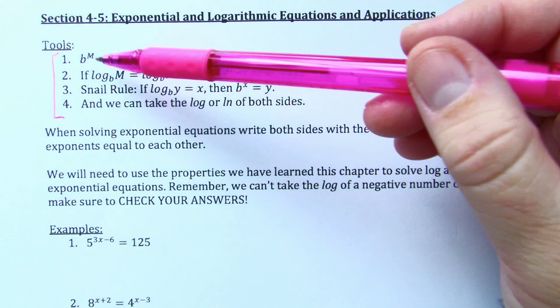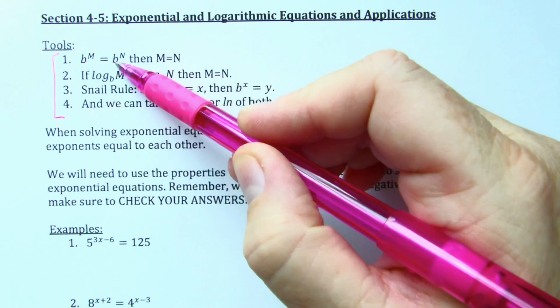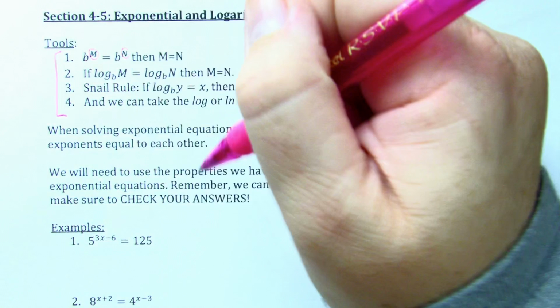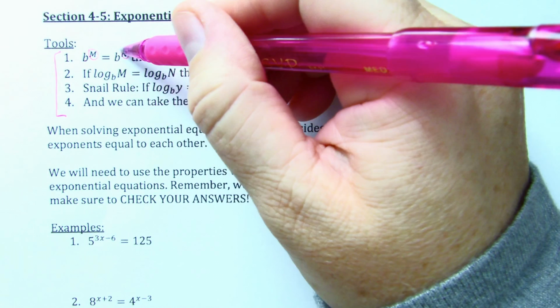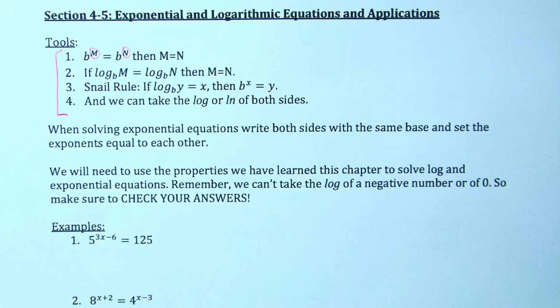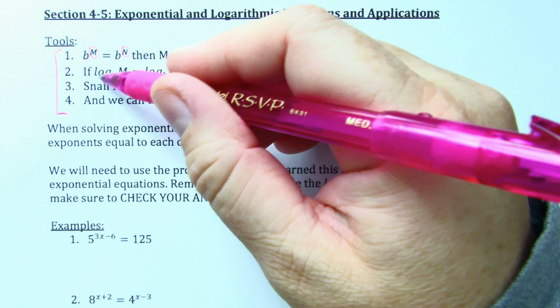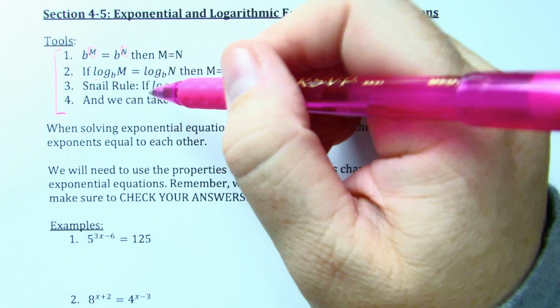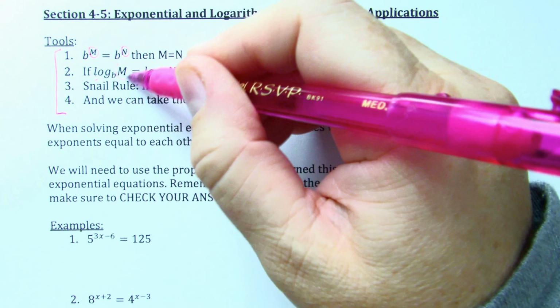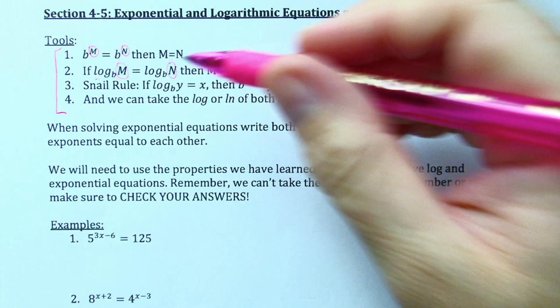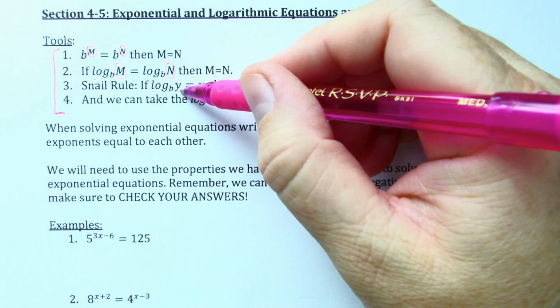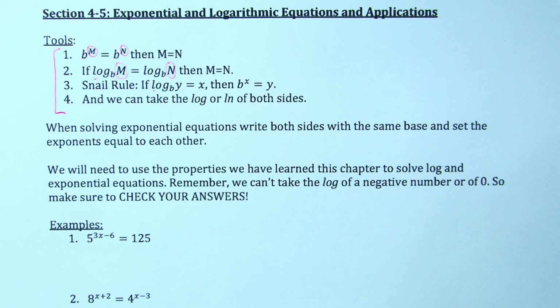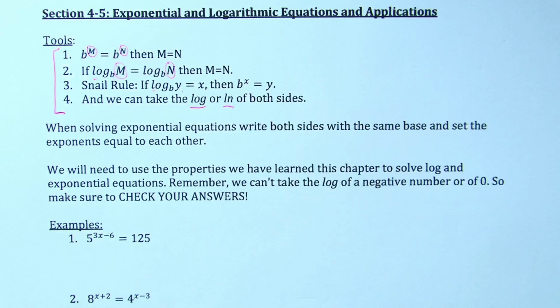So the first tool here is, if my base here and my base here are the same, then that means my exponents also must be equal. If this side is equal to this side, my bases are the same, my exponents must be the same. Here, if I have the log base b of one side and the log base b of the other side, similarly, then these pieces must be equal. We can also use the Snail Rule. If we have one logarithm on one side, we can turn it into an exponential equation. And we can also take the log or the natural log of both sides of an equation. So those are the different things we're able to do in these equations.